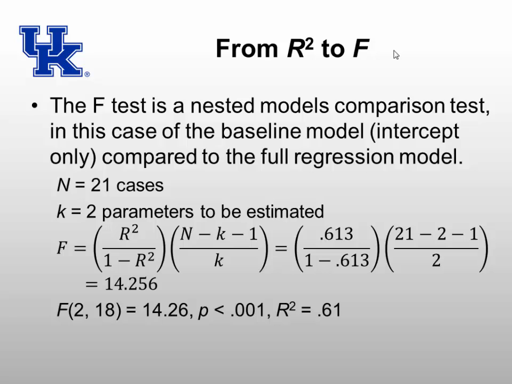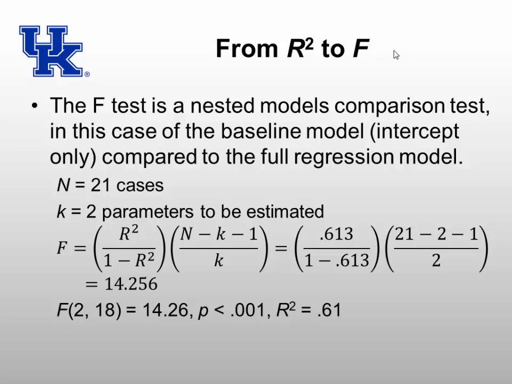There's the formula for F. It has the R-squared in it, the number of cases, and the number of parameters that you estimate, to compare the full regression model with two intercepts and with two regression weights, two slopes, whatever you want to call them, and an intercept, to the baseline model with just the intercept. So there's two extra parameters being estimated. That's why k is 2. And this is just a formula.